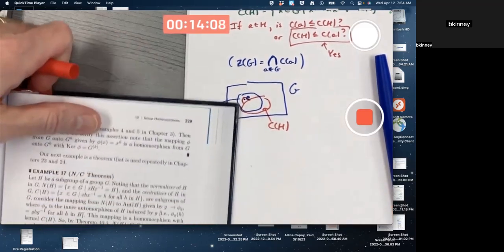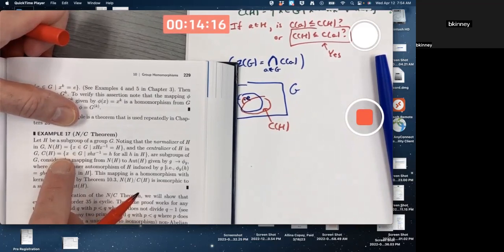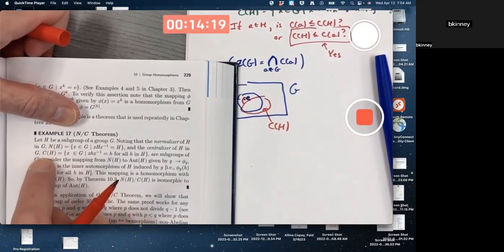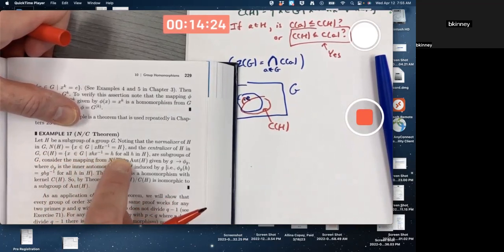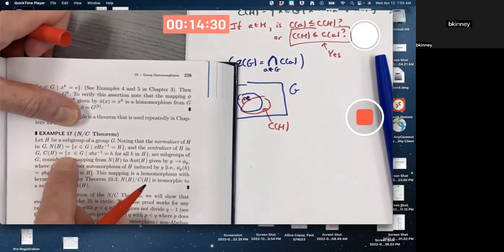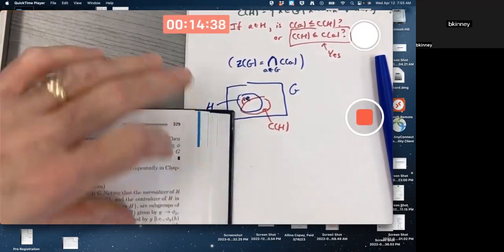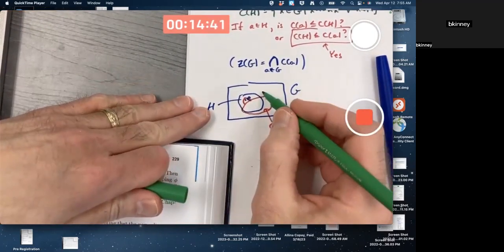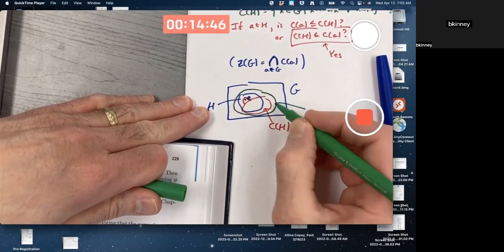What about the normalizer, though? The normalizer, I just said a minute ago, would include H. Would it include everything in the centralizer? You might wonder, is C of H a subgroup of N of H? Centralizer, okay. If you commute with everything in H, will this equation be true? Yeah. The centralizer of H is going to be a subgroup of the normalizer of H. And H itself is going to be a subgroup of the normalizer of H. So the normalizer of H is bigger and includes H and includes C of H. So this green thing might be the normalizer.